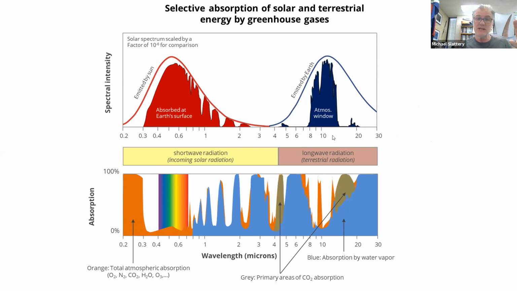Now, let's flip that on its head, everybody. What happens if we start increasing the greenhouse effect? In other words, what happens if we start adding more water vapor, more carbon dioxide, more methane, okay? Then what happens? This atmospheric window begins to shrink, all right? And more of that stays absorbed in the atmosphere. Does that make sense to everybody?